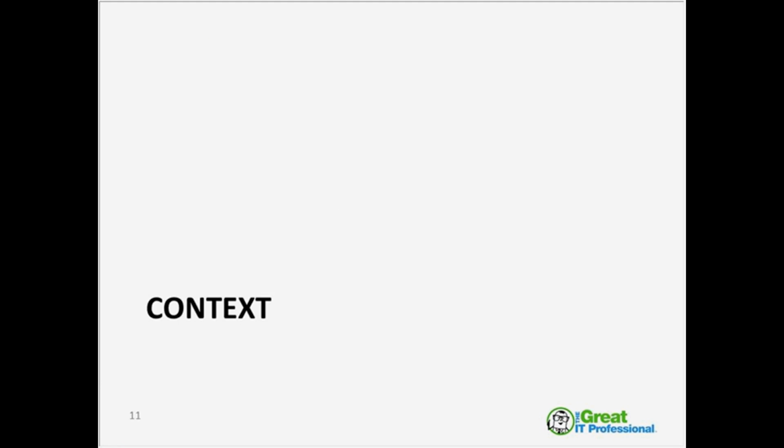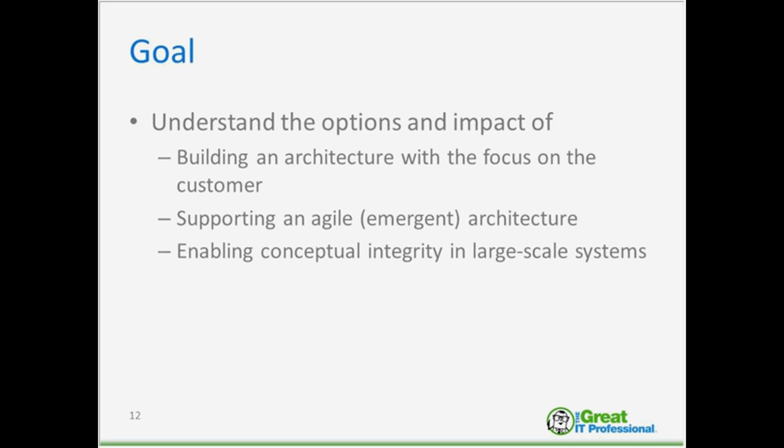Now, for the context, first of all, the goal for this session. I hope that at the end of the session you understand that there are different options, and whatever option you are taking, there's also an impact of what you're doing. On the one hand, what are the options and the impact when you build an architecture that is always focusing on creating the highest business value possible, which means focusing on the customer. And on the other side, what are the options and what is the impact of supporting an Agile, or, as it's also called, an emergent architecture?